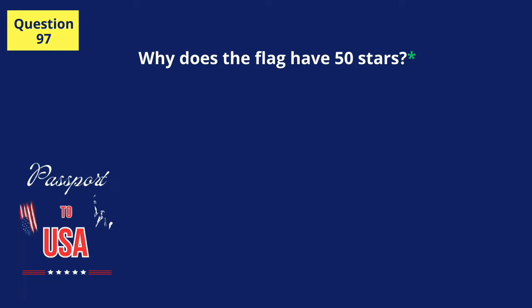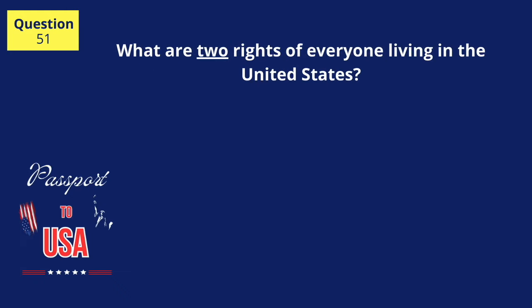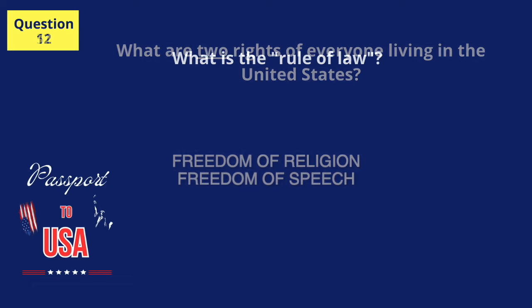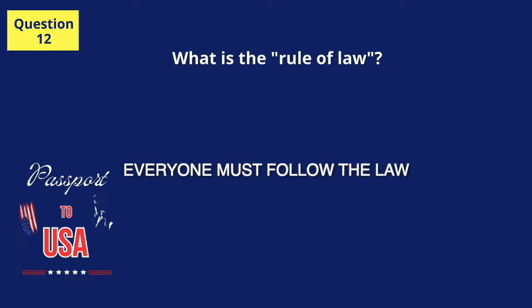Why does the flag have 50 stars? Because there are 50 states. What are two rights of everyone living in the United States? Freedom of religion. Freedom of speech. What is the rule of law? Everyone must follow the law.